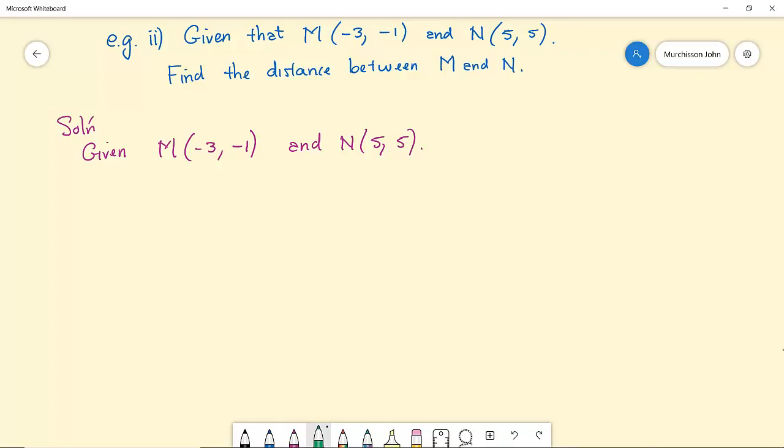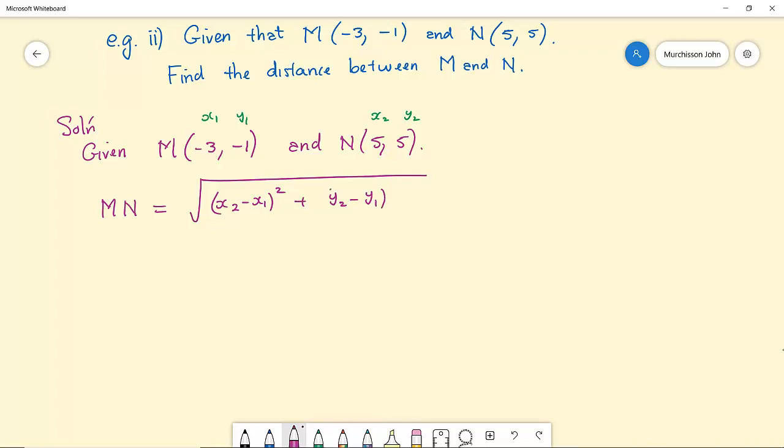The very first thing that we do, we label our coordinates. x1, y1, x2, y2. MN, which will give us the distance or the length of the line MN, is equal to the square root of (x2 minus x1) squared plus (y2 minus y1) squared. So this is equal to (5 subtract -3) squared plus (y2, which is 5, subtract y1, which is -1).